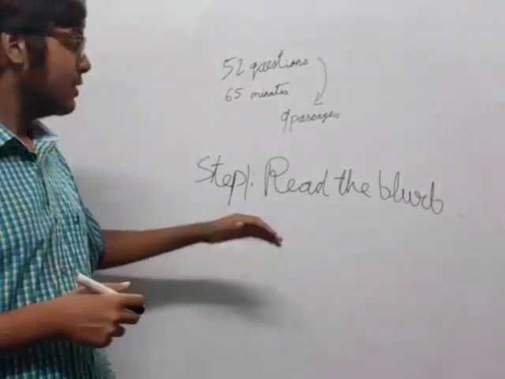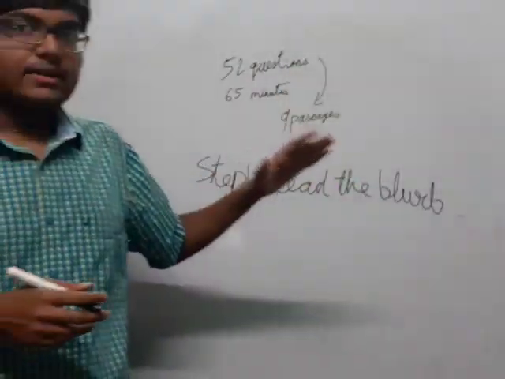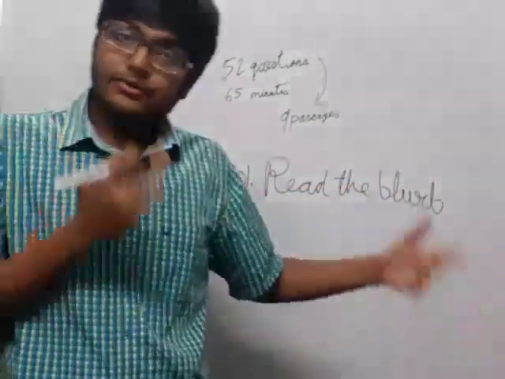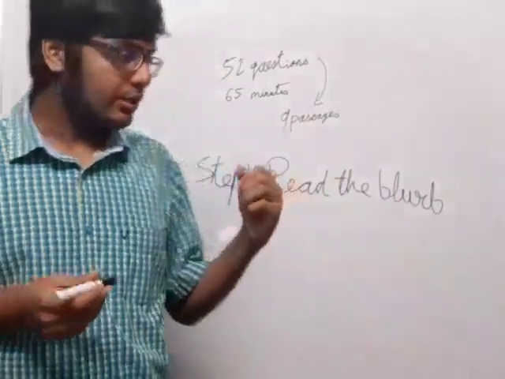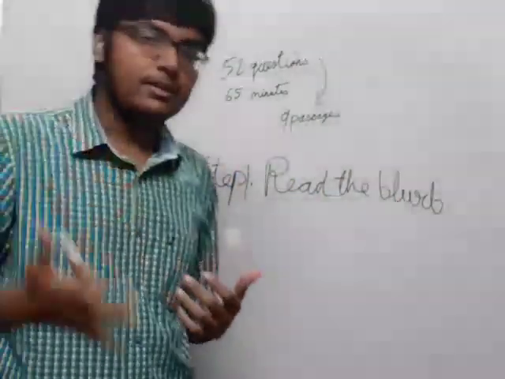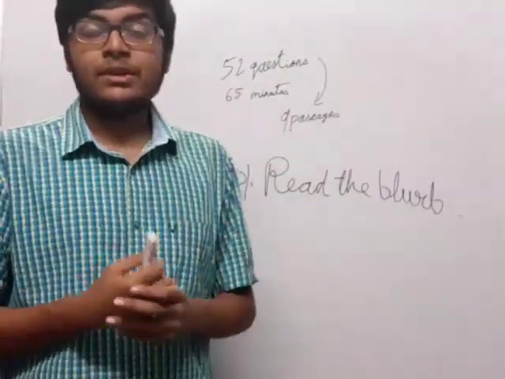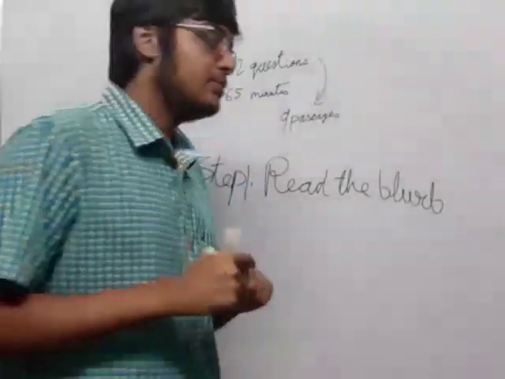Now, after reading the blurb, you'll get an idea about the topic of the passage. And after you have done that, you can proceed to the next step, after you have chosen which topic you want to attempt. Now, let's say you want to go with economics because you're good at it, or maybe literature because you enjoy reading it. You gotta really enjoy reading the passage. And once you have done that, step 2.